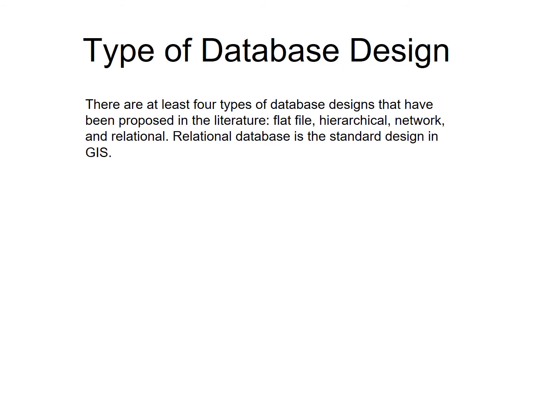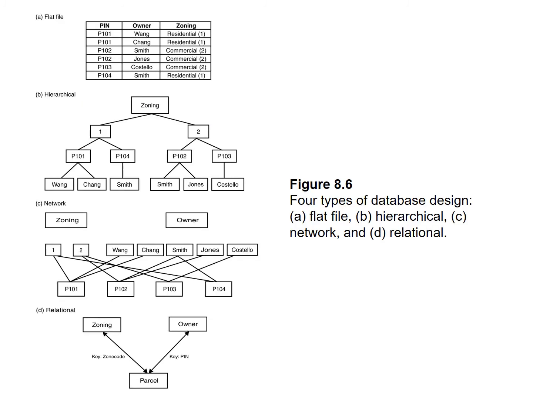Database design, there are 4 types: flat, hierarchical, network, and relational. Relational databases are the standard in GIS. This is an example of what they sort of look like. A flat file is just everything in one single file. Hierarchical is where data is sorted into groups, clusters and types, so that things are easily identifiable. Network is a one-to-many kind of setup, and relational things are things that are related to one another.